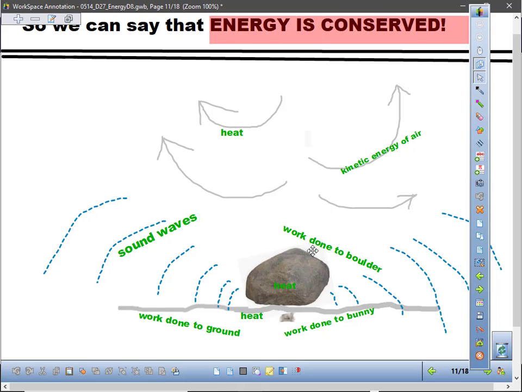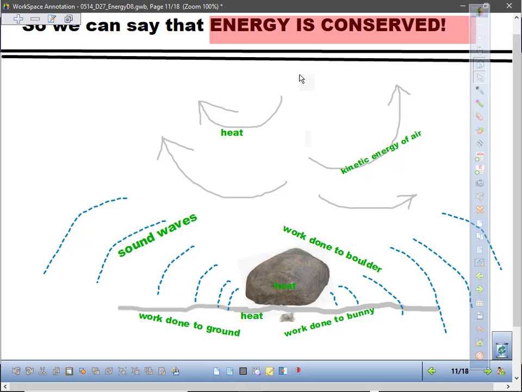It doesn't just disappear. The energy turns into heat. The boulder heats up a little bit when it hits the ground. The ground heats up a little bit when it hits the ground. The bunny heats up when it hits the bunny, and also, it does work to the bunny and crushes the bunny in force and distance, but also makes sound waves, and that's energy.